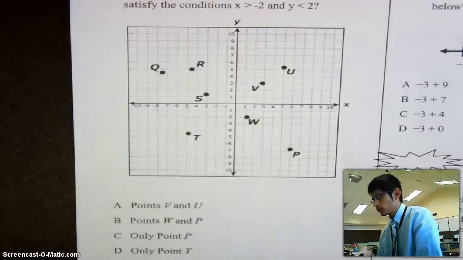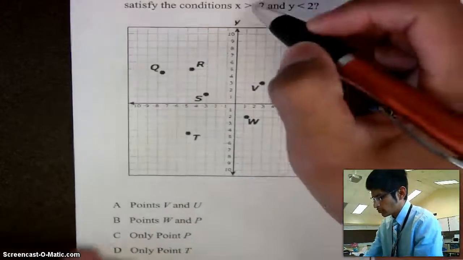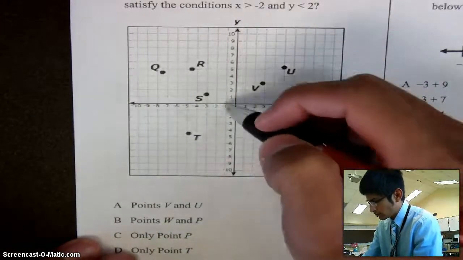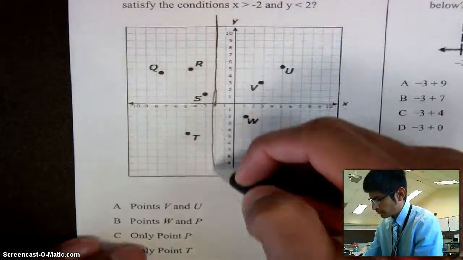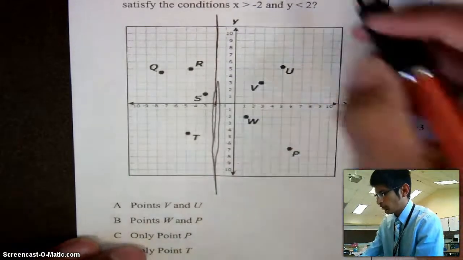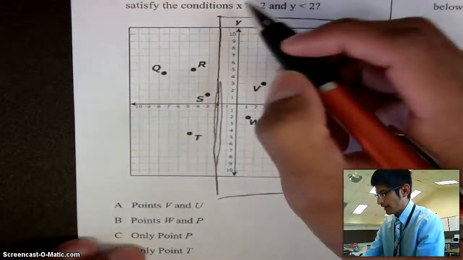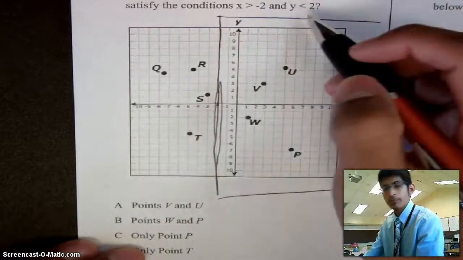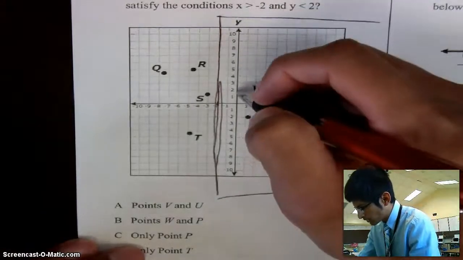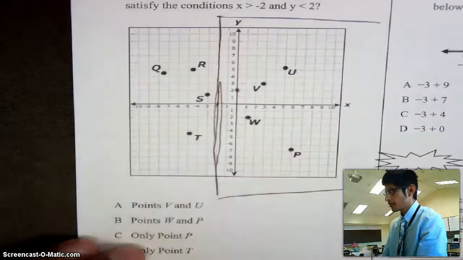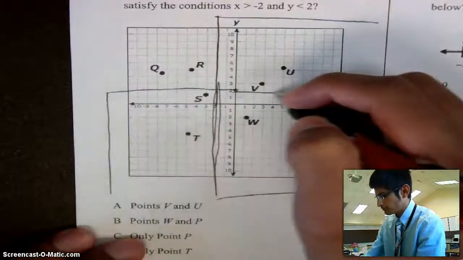All right, on number 9, it says which point satisfies the conditions x is greater than negative 2. So here's my x line, and here's negative 2. So I'm going to draw a line going this way. So I'm looking for x is greater than negative 2. So I'm looking for all of the points that are over here on this side, because it says x is greater than negative 2. My second part says y is less than 2. So here's y, and here's 2. And so I want all the numbers that are less than 2. So that would be all the numbers going down, less than 2.